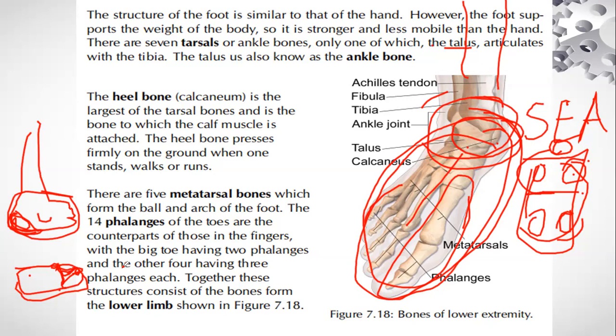Okay, so we look at other bones here, the phalanges. You see them all here, 14 of them. And then of course your big toe is here, your small pinky toe there. Together these structures consist of the bones that form the lower limb.